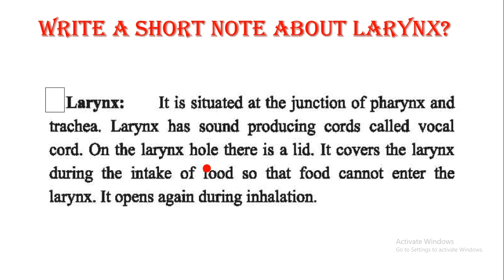So the answer is, it is situated at the junction of pharynx and trachea. Larynx has sound producing cords called vocal cords. On the larynx hole there is a lid. The main important part is the lid. It covers the larynx during the intake of food so that food cannot enter the larynx. It opens again during inhalation. So my dear students, that is the answer to this question.